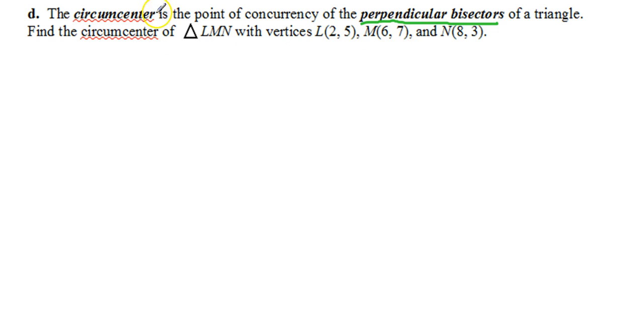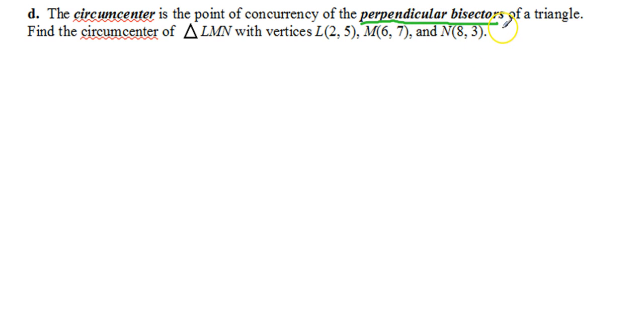So in order to find the point of concurrency, or the point of intersection, where these things are going to cross, I need to find at least two perpendicular bisectors. You don't need all three, you just need two. So let's go ahead and figure this out.